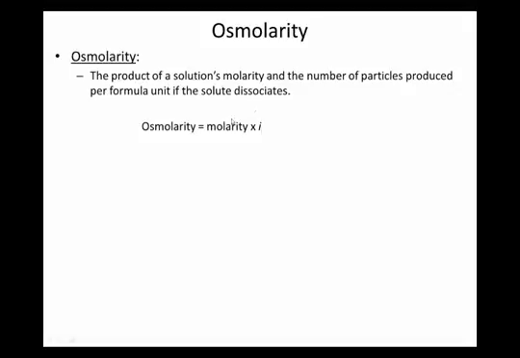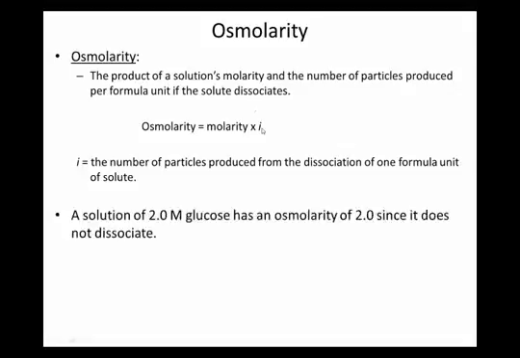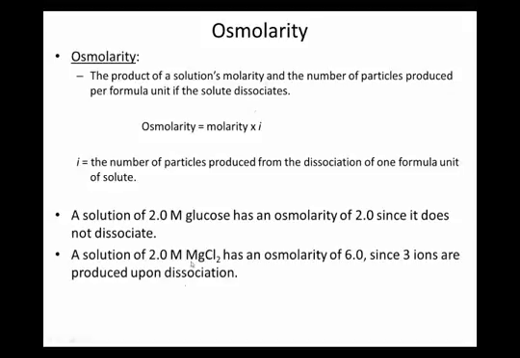i is just the number of individual particles produced from the dissociation of a formula unit of the solute. So a solution of 2 molar glucose, glucose is a molecular compound, it doesn't dissociate, has an osmolarity of 2. Magnesium chloride has an osmolarity of 6, because it dissociates into 2 chlorides and a magnesium, 3 ions, times 2 is 6.